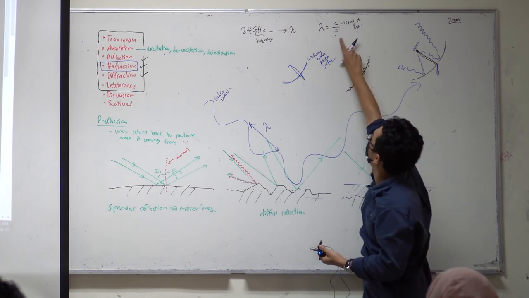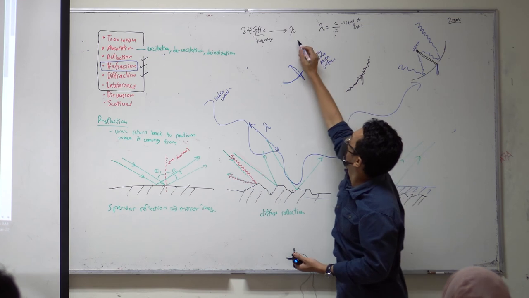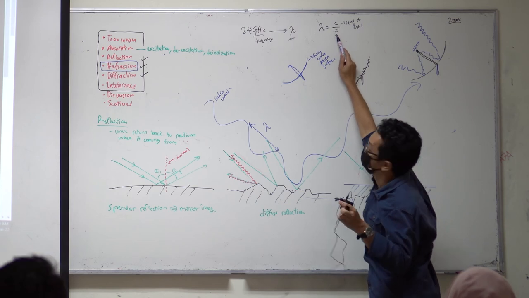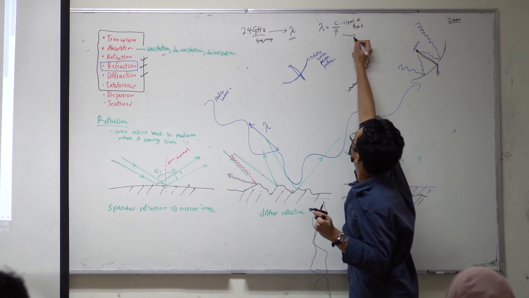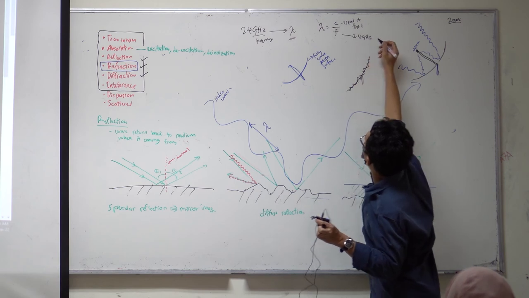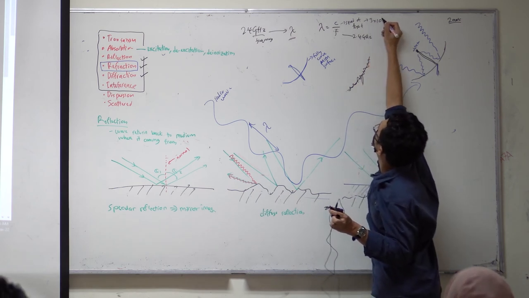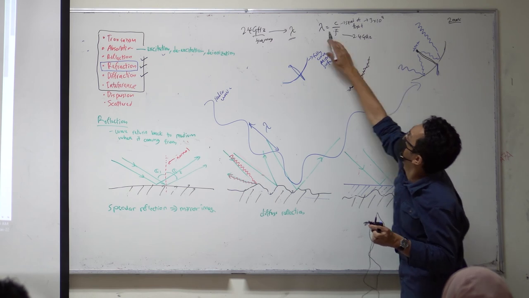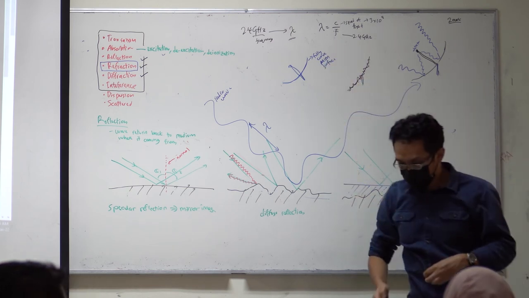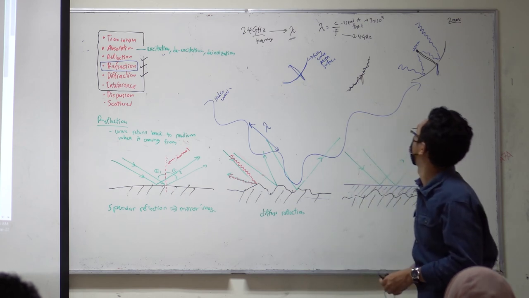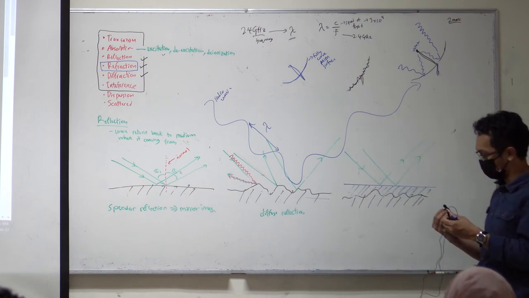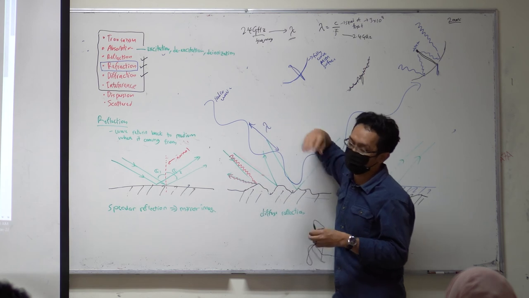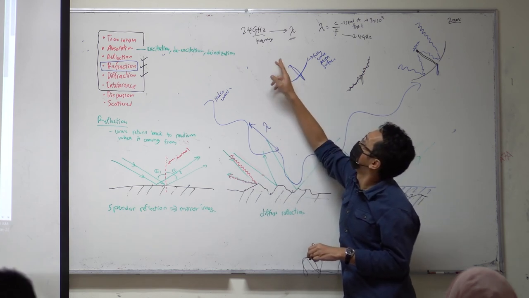So you see now, you can calculate what is the lambda here for this. So the frequency is 2.4 gigahertz, and the speed of light is basically 3 times 10 to the power of 8 meters per second. So divide this by this, how much do you get? We have learned this before, I just want to refresh only.